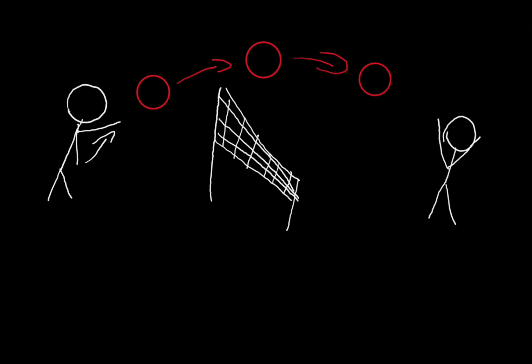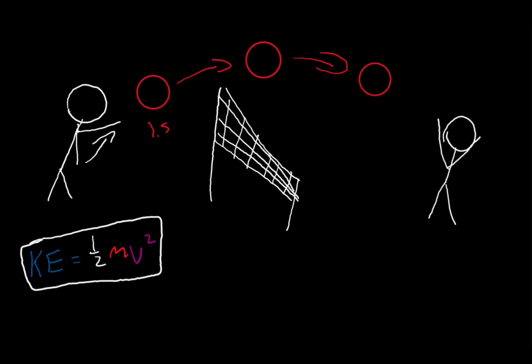When you hit the volleyball, you are giving it kinetic energy. And based on the mass of the ball and how fast the ball is going, we can determine the amount of kinetic energy that this ball has. The formula for kinetic energy is Ke equals 1/2 times mass times velocity squared. So let's say that the ball is 1.5 kilograms, and the speed of the ball was 20 meters per second.